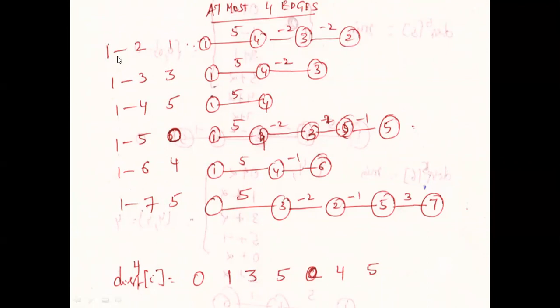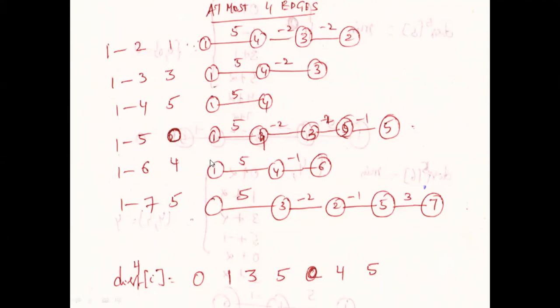Next, 1 to 3. In 1 to 3 there is no shortest path existing by using 4 edges, just a shortest path from 1 to 3 by using 2 edges. 5 minus 2, 3. So 1 to 4: there is no shortest path by using 2, 3, or 4 edges. It has only a shortest path from 1 to 4 by using a single edge, that is 5.